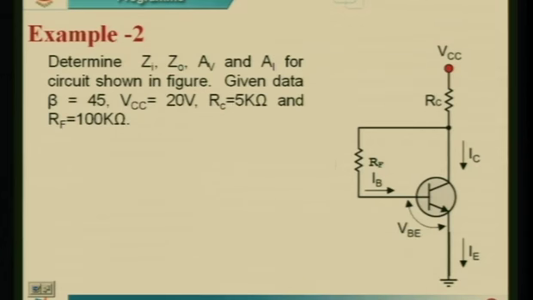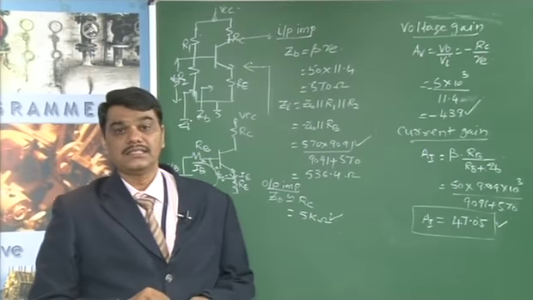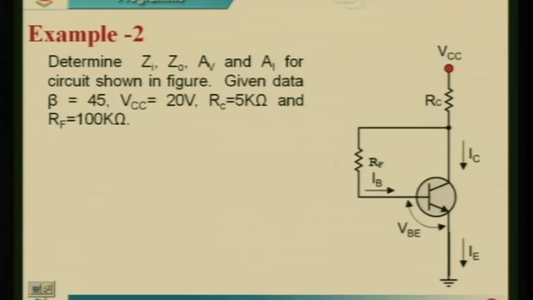Next example is to determine ZI, Z0, AV and AI for the circuit shown in the figure. Given data: beta is 45, VCC is 20 volts, RC is 5 kilo ohms and RF is 100 kilo ohms. For this circuit, which we have not analyzed earlier, whenever any circuit is given, the first step is to derive an expression for the corresponding values, and then substitute the given data to find the respective values.